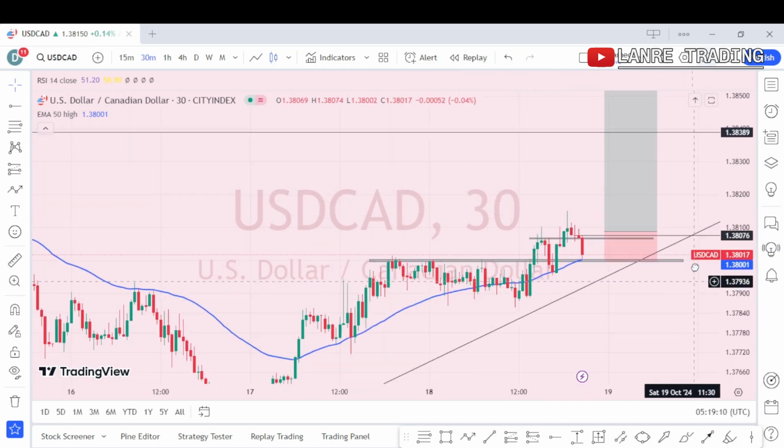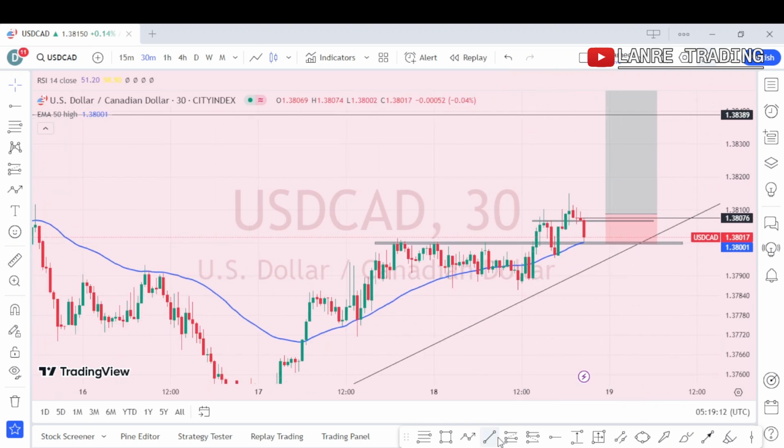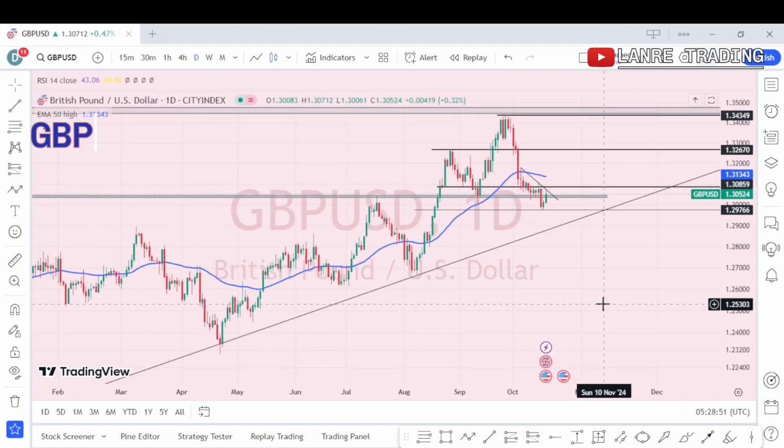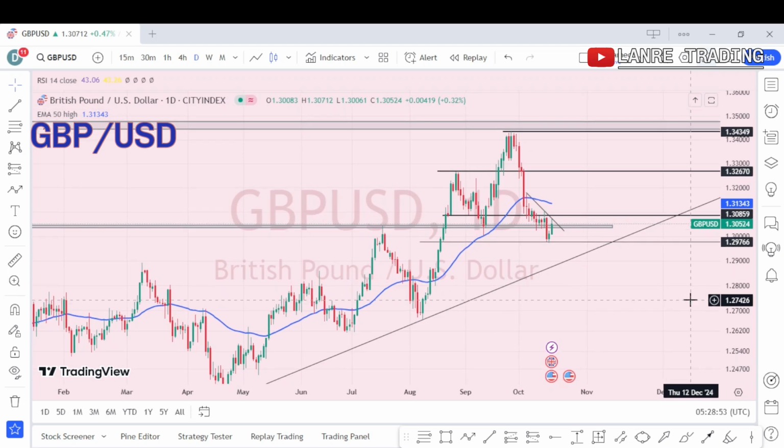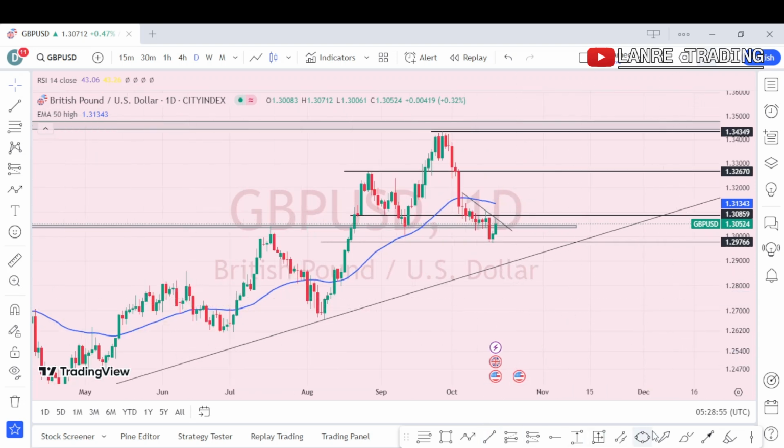So I'll be moving on to the next pair, which is Great Britain pounds USD. I'm on the daily time frame, and as we can see, what is currently happening on the daily time frame is price has cleared the previous higher low right about here. That signals a strong bearish trend for us.